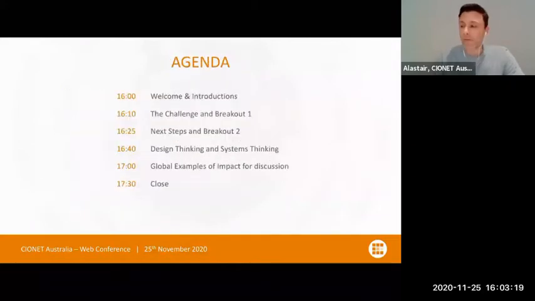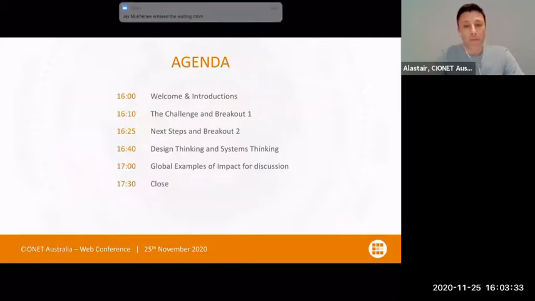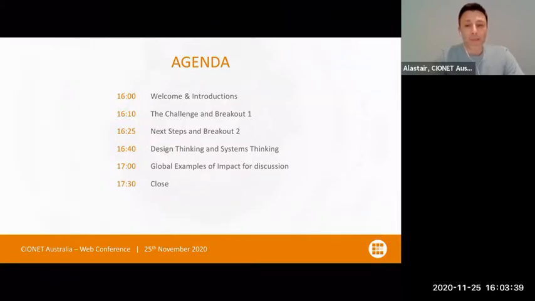So we're just going through the welcome and introductions. The challenge and breakout one will start at around 10 past. We will then come in to discuss our findings from the first breakout room, with the next steps in breakout 2 starting at about 25 past. Vlad will then run through the remainder of the presentation, design thinking and systems thinking, and finish up with some global examples of impact for discussion, with a close around about 5:30.